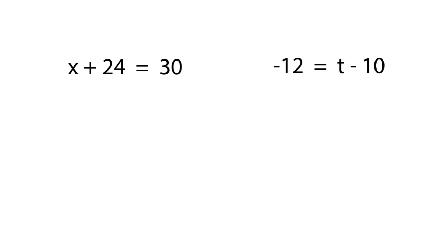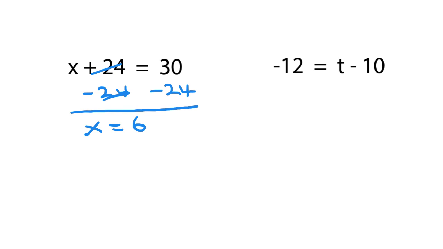x plus 24 equals 30. The opposite of adding is subtracting. So I'm going to subtract 24 from this side, cancel all the 24s, and then I'm going to subtract 24 from this side. And I can rewrite this as x equals 6.